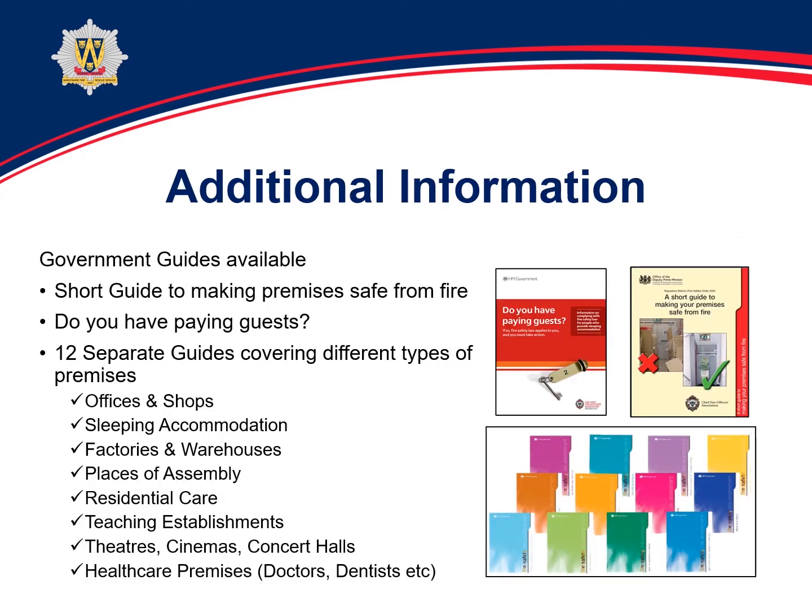Okay, some additional information available to you. There's a short guide to making your premises safe from fire. The Do You Have Paying Guests guide is devised to help small B&Bs and guest houses to comply with the order. They never fell within the scope of fire safety legislation before 2006, and so that guide was developed to assist them. There are also 12 separate guides available from the government website that cover different types of premises, specific ones that deal with disabled persons and outdoor events. So lots of different types. Your type of premises, you'll have a guide available to you to look at.